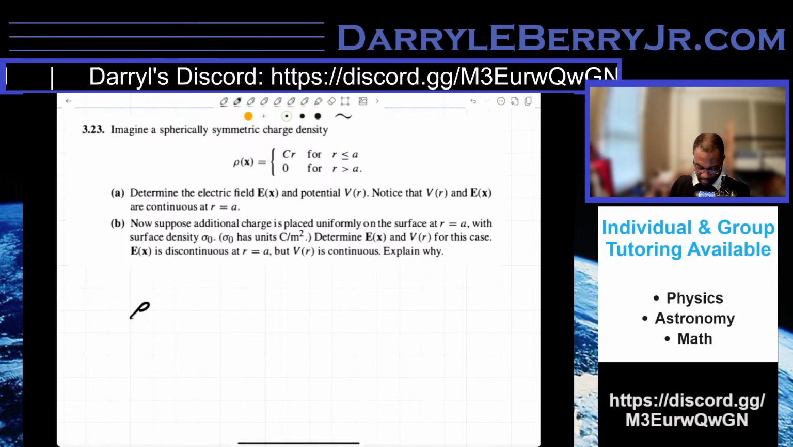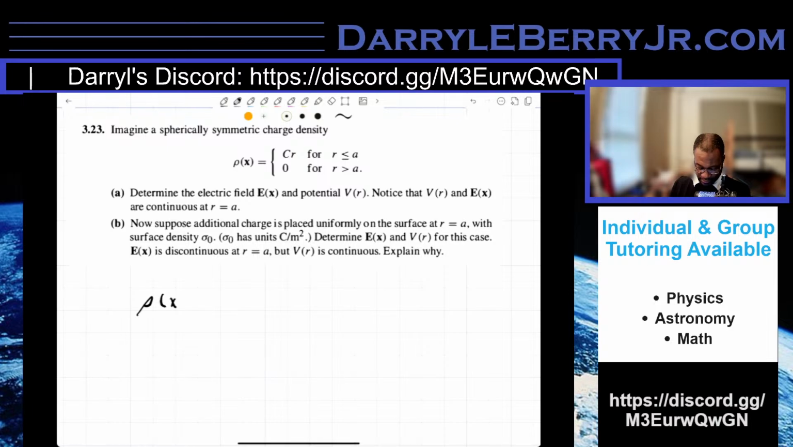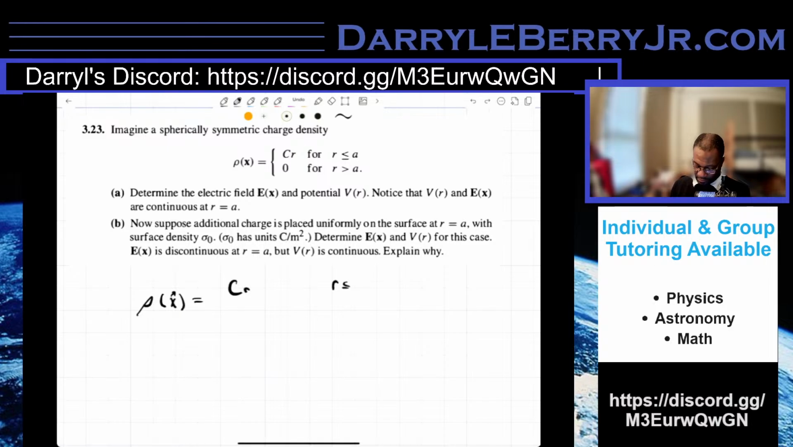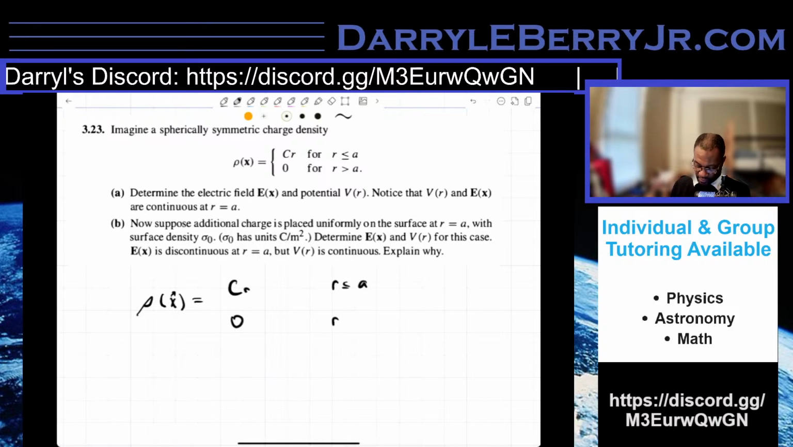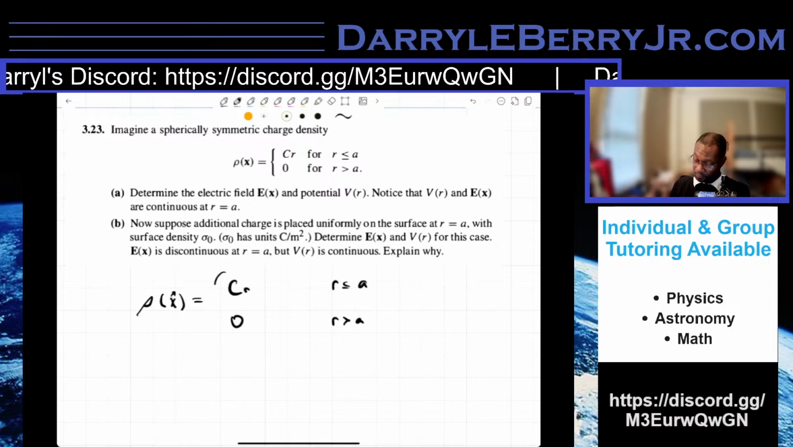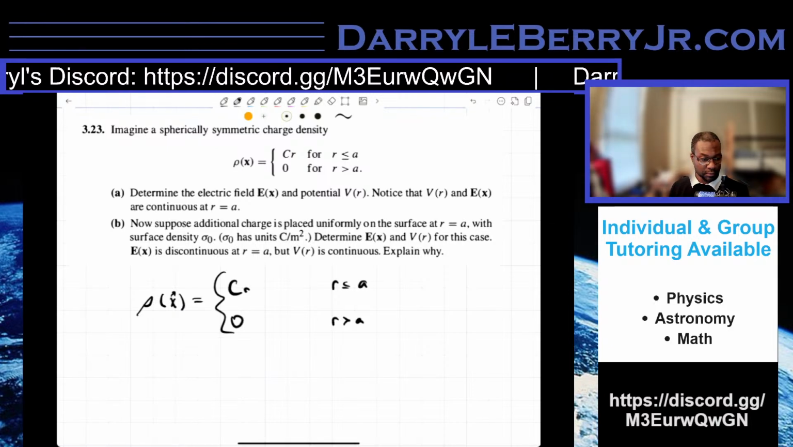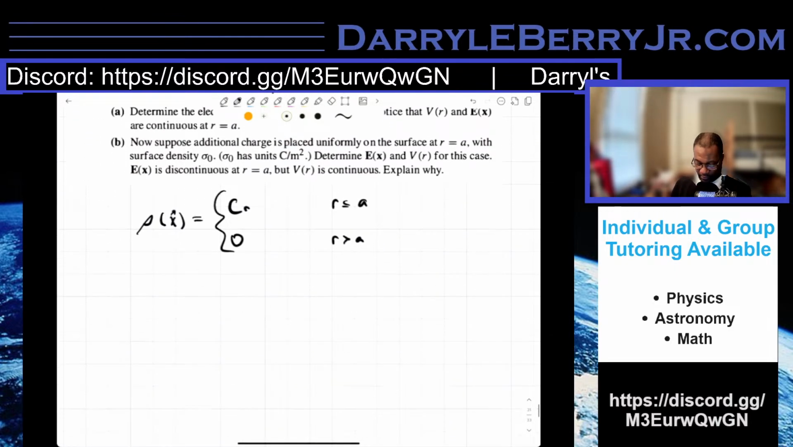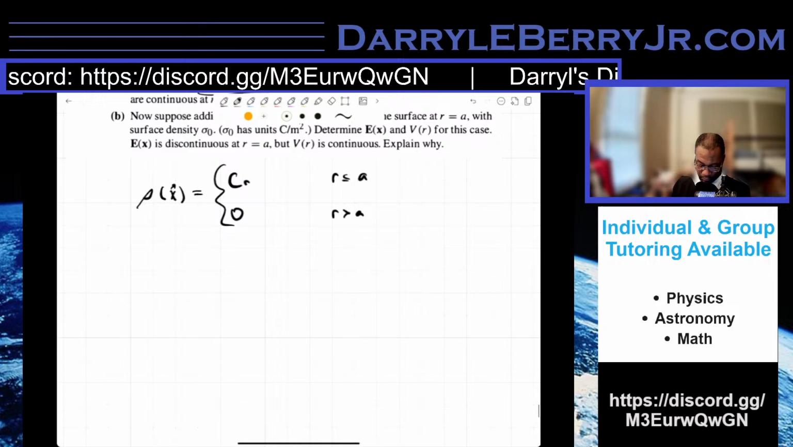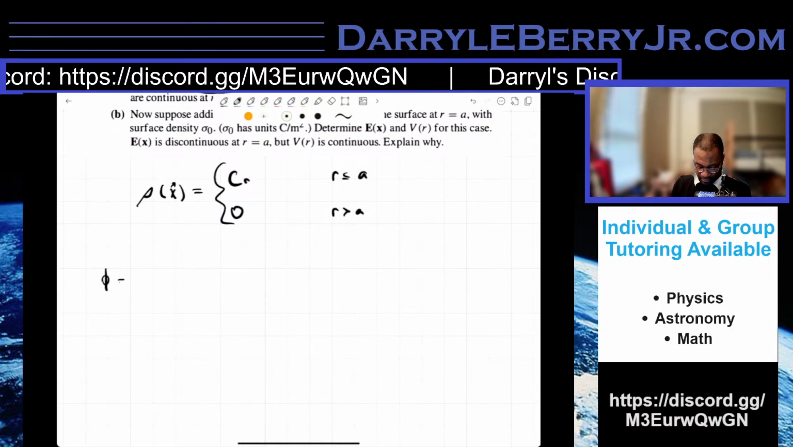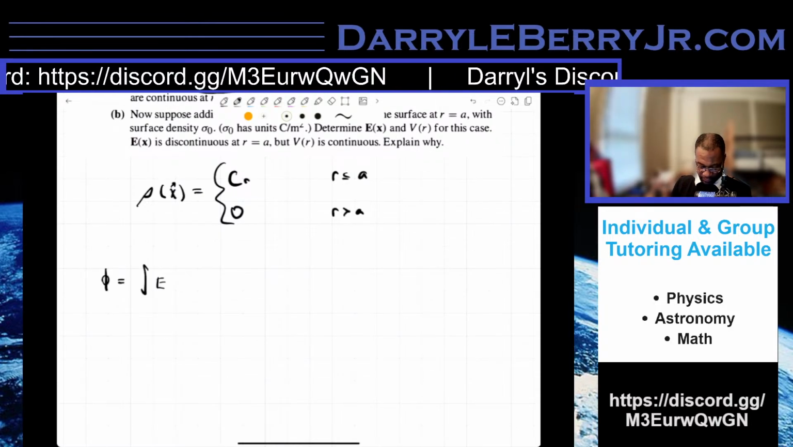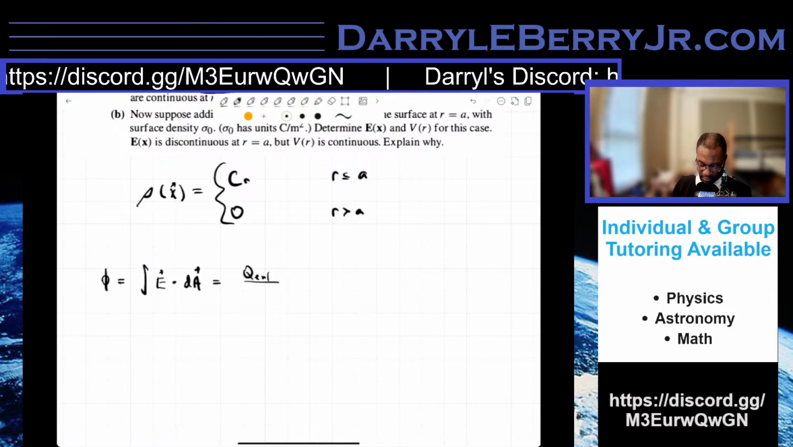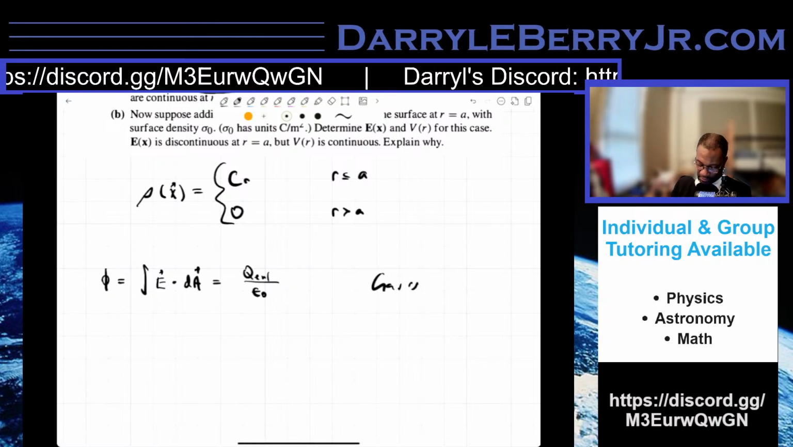We have the torus density rho equals C r for r less than or equal to a, and 0 for r greater than a. And to get the electric field, we'll do what we did before. The flux equals the integral of the electric field dA equals charge enclosed over epsilon naught, Gauss's law.